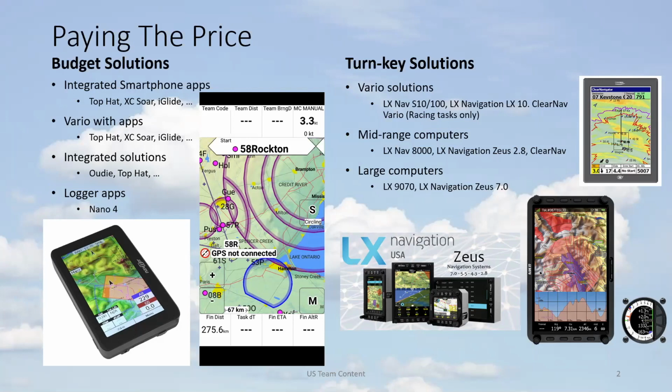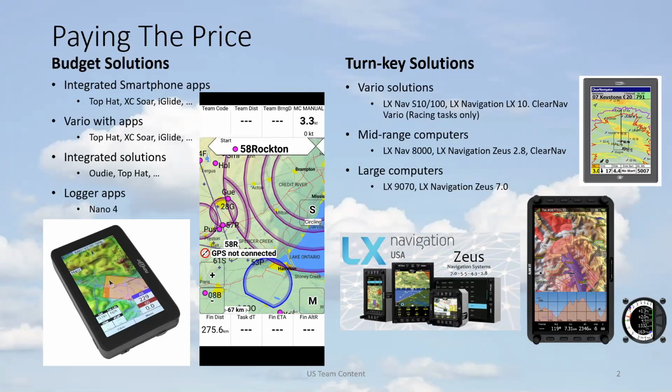But then you get turnkey systems which start with small Varios that have some limited capability for navigation, and those are usually less than $2,000. And then mid-range computers are around about $3,000 or $4,000. And then some large, very capable computers that have a lot of functionality, getting onto 7 or 8 inch screens. So there's a lot of choices out there in the marketplace.